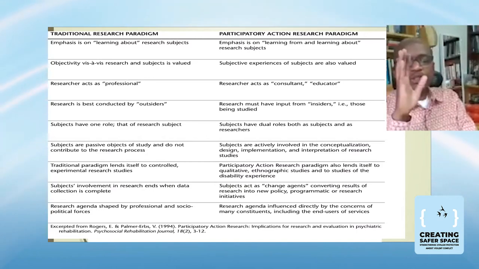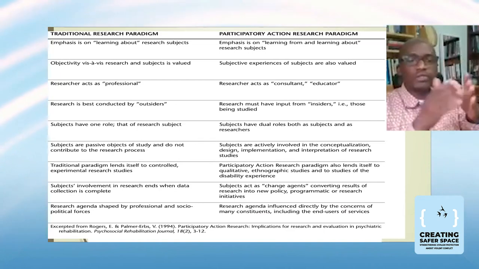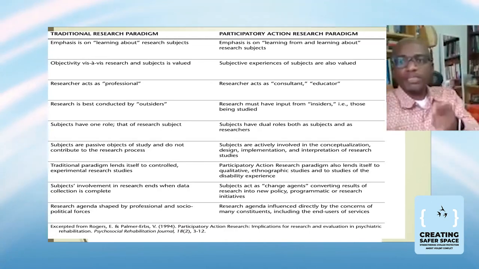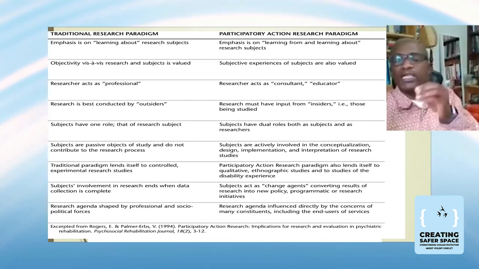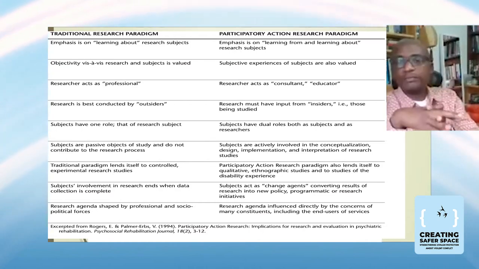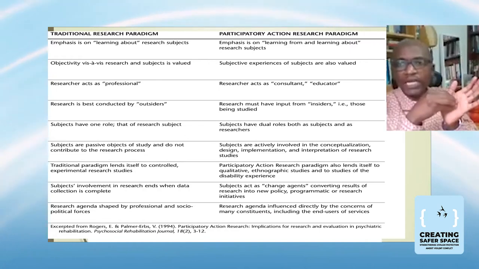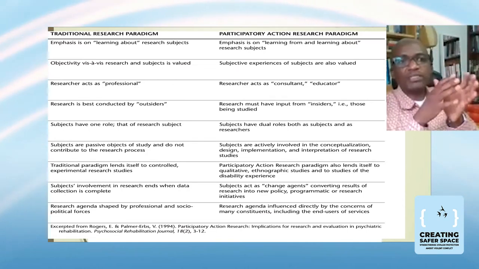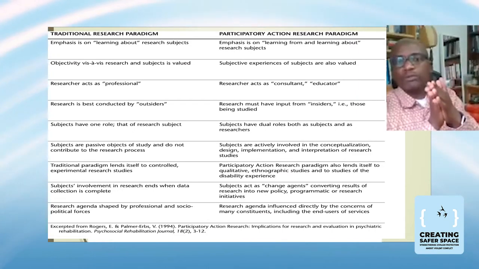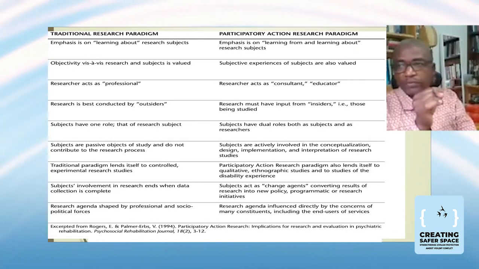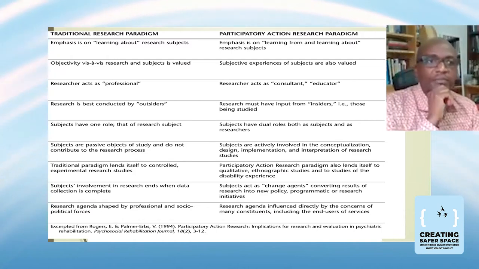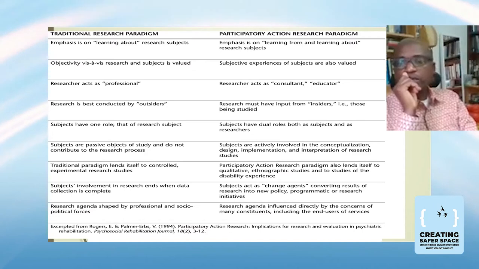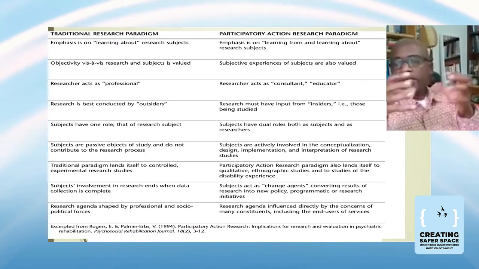So just in a nutshell, when we talk of the standard research on your left, or the traditional way of doing research, our emphasis is much more on learning about a phenomenon, whereas in participatory research, the emphasis is on learning from and learning with and learning about research subjects. So the research subjects are at the core, and their life experience is really at the core of the research. In traditional research, objectivity vis-a-vis research and subjects is valued, whereas in this case, we are much more on subjectivity, on the subjective experiences of the research participants. The researcher acts as a professional in the traditional way, whereas in participatory research, the researcher acts as a consultant, educator, collaborator, and co-creator of knowledge rather than sole knowledge creator.